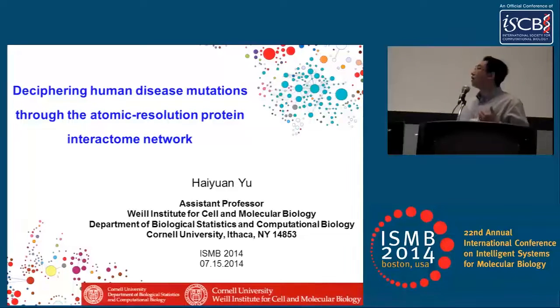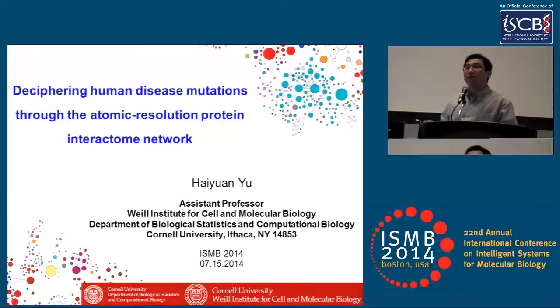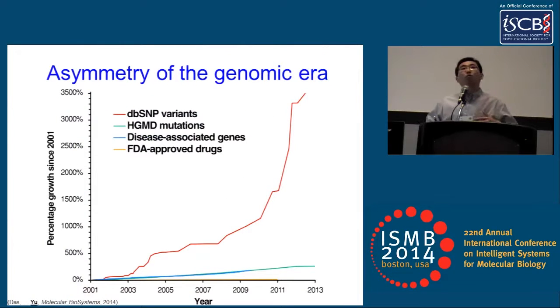So today I want to talk about a new framework that we've been working on to construct atomic resolution structurally resolved interactome networks, which hopefully by the end of my talk I can convince you will greatly improve our understanding of molecular mechanisms for human disease mutations. And speaking of disease mutations, we actually have this great asymmetry.